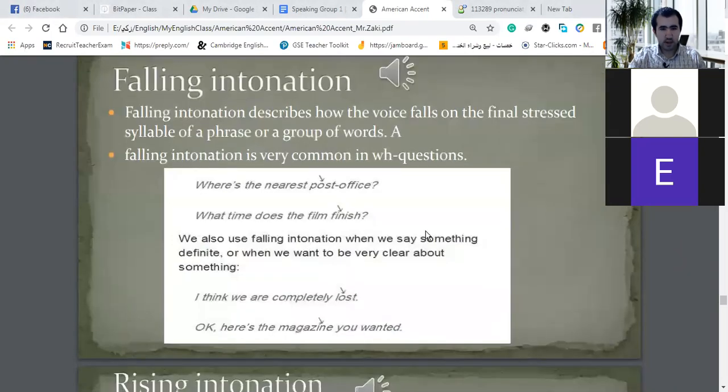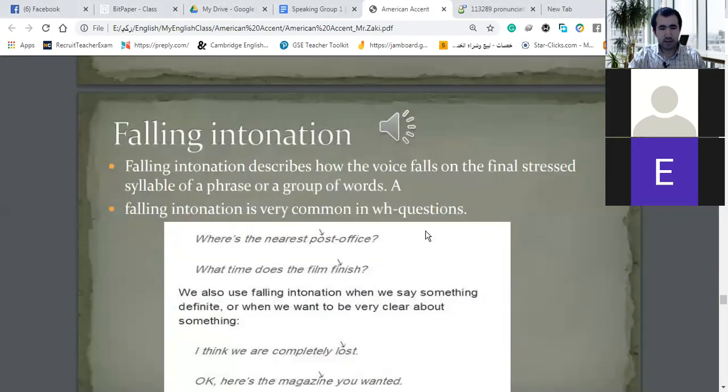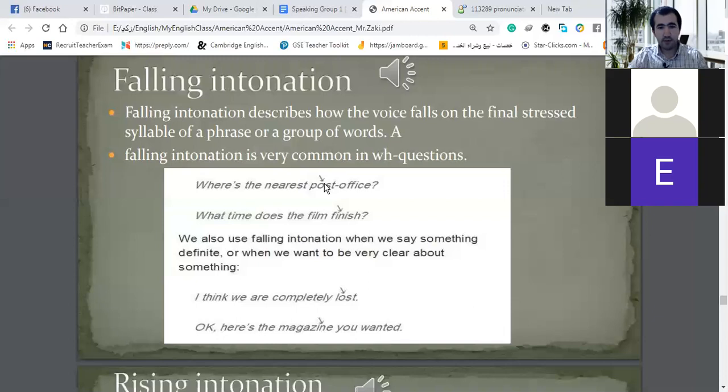So, what is falling intonation? Falling intonation describes how the voice falls on the final stressed syllable of a phrase or a group of words. Falling intonation is very common in WH questions. Where's the nearest post office? Post office. So the word post has falling intonation.